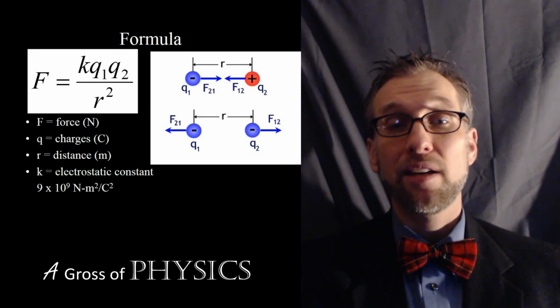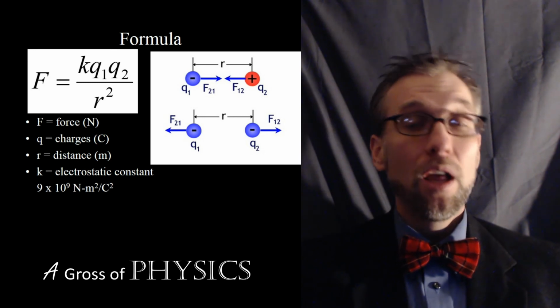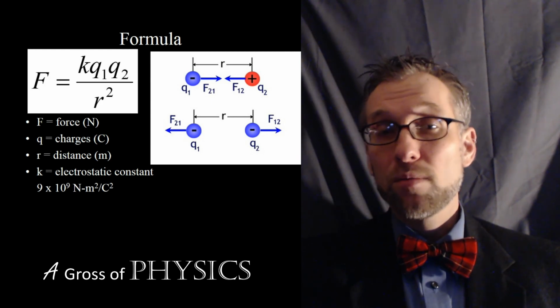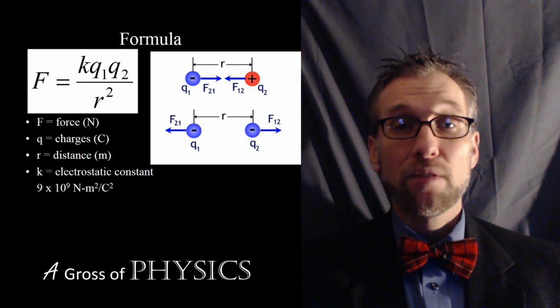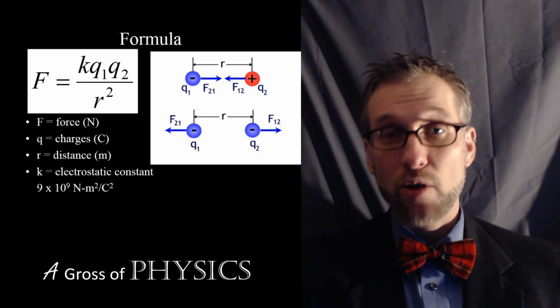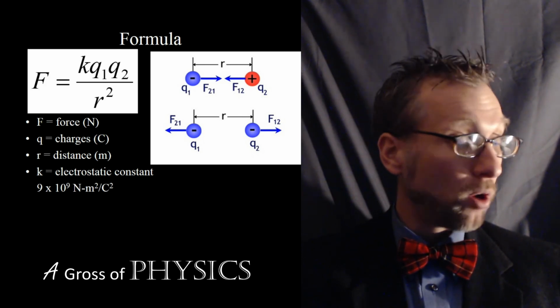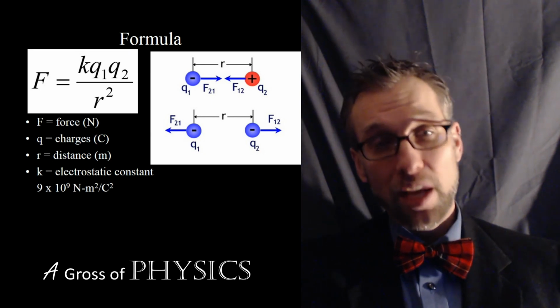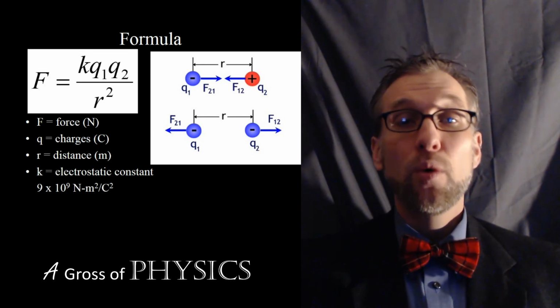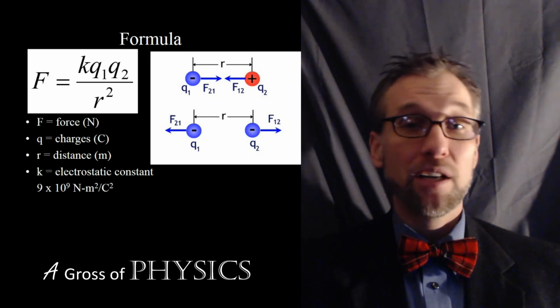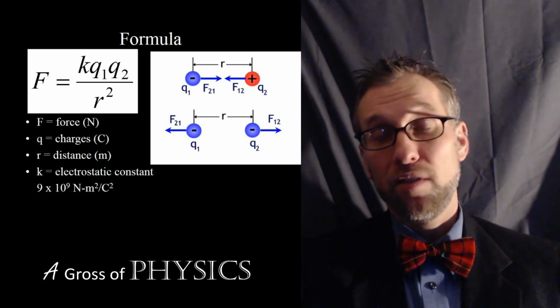k being the electrostatic constant, which is 9 times 10 to the 9 newton meter squared over coulomb squared. The sign of the Coulomb's law force will allow us to tell whether it's attractive or repulsive. If it's negative, it's attractive. If it's positive, it's repulsive. We did a number of sample problems dealing with Coulomb's law and then discussed the electric field, which is the region around a charged object that affects other charges within the field.